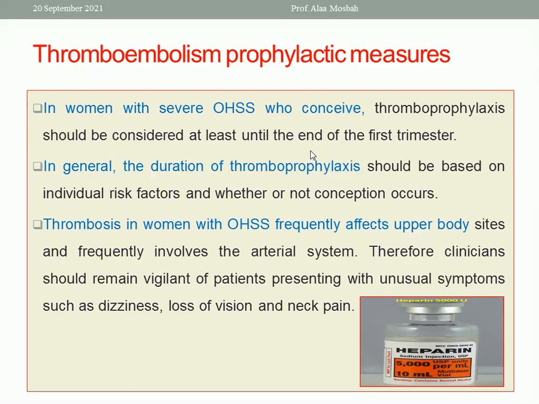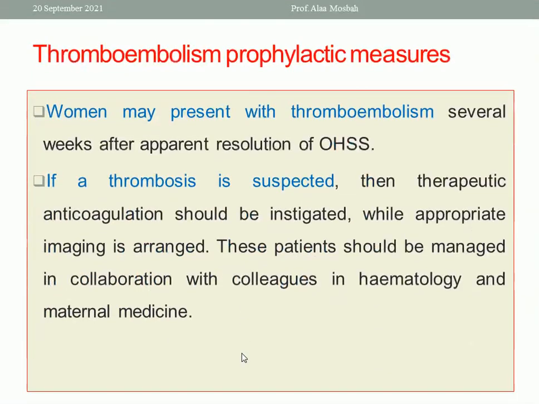And be careful that there are recorded cases of thromboembolism after complete recovery from ovarian hyperstimulation syndrome. And be careful also that thrombosis is not only of the venous system. It may occur in the arterial system, affecting the upper part of the body, and be associated with symptoms like neck pain, dizziness, and consciousness disturbance.